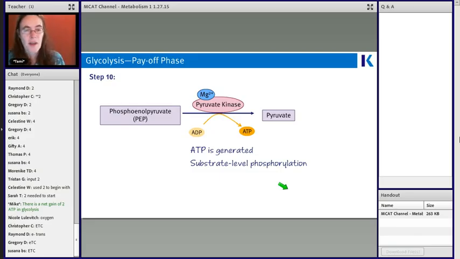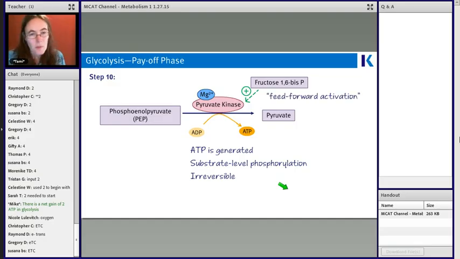Okay, now, fructose 1,6-bisphosphate. This came from step 3, okay? This can actually activate the pyruvate kinase. So what this does is it says, if there's a lot of this around, you know what? We need to activate this. We need to make more pyruvate. This is what we call a feed-forward activation because it comes from an earlier step, but it's allowing a later step to happen. So it's activating it. Final thing is, this is irreversible. I can't take pyruvate and go back to phosphoenolpyruvate.